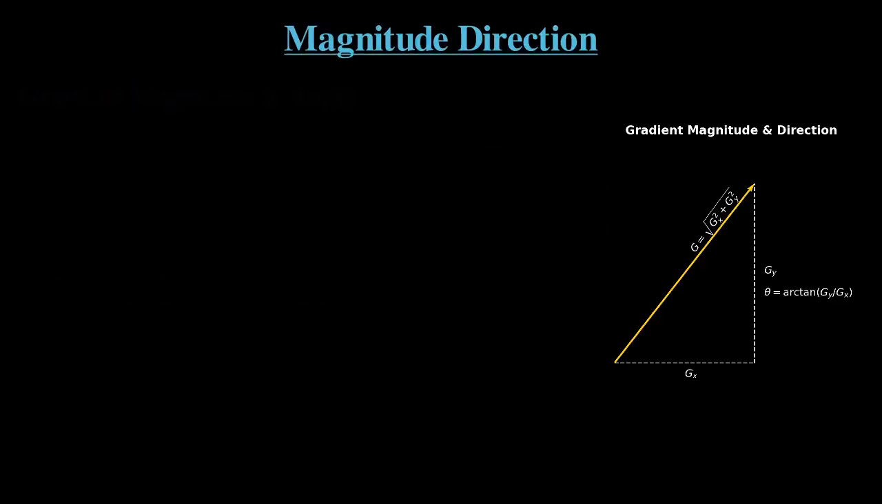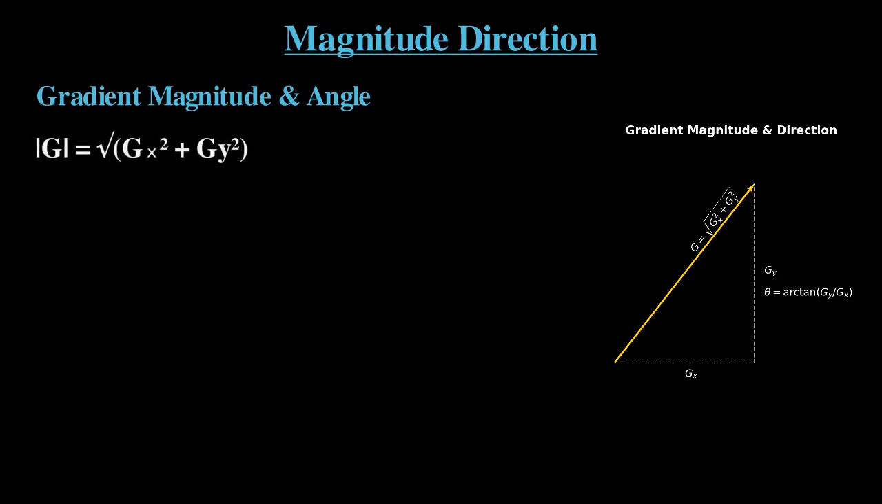With the horizontal and vertical gradients calculated, we combine them to find the overall edge strength, or magnitude, using the Pythagorean theorem. We also calculate the gradient's direction, which points exactly perpendicular to the edge itself. Knowing both the strength and the direction is absolutely crucial for the next, more advanced stages of the Canny algorithm.